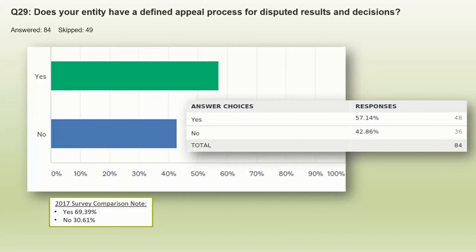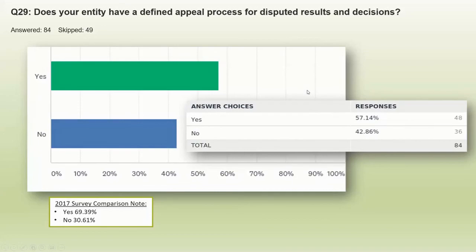Based off of previous survey responses, we tried to build this in, and we have a 57% response rate. So let's say that the majority of the respondents, the 84 respondents, do have this type of process in place, though that number is down compared to 2017. So not exactly the direction that I would think this would be going, based off of trends that we see outside of the SILA membership and in different industries or verticals.